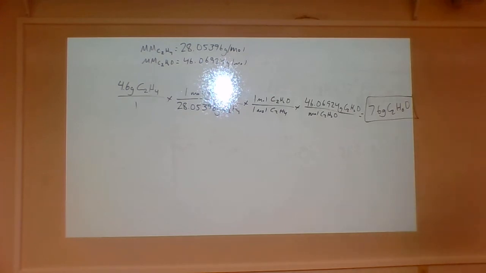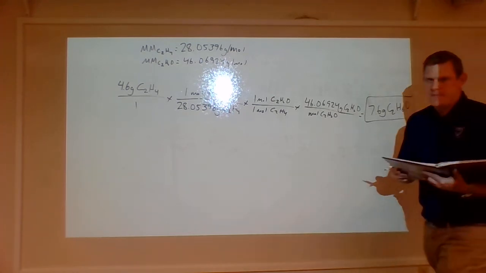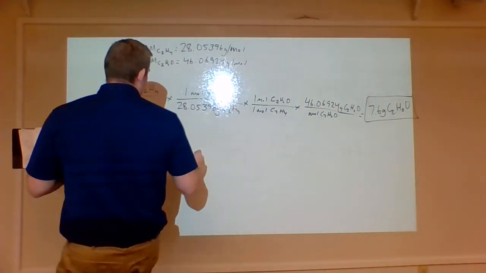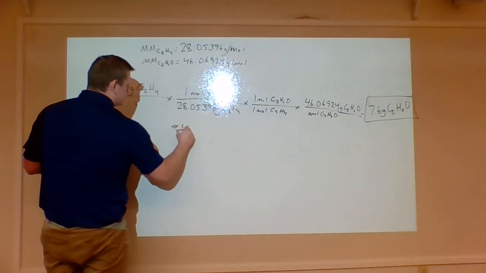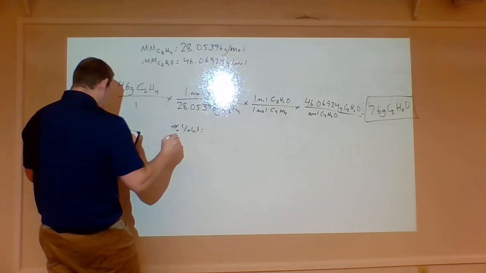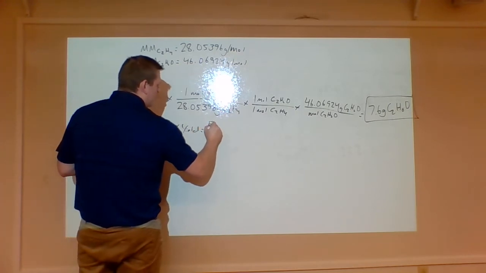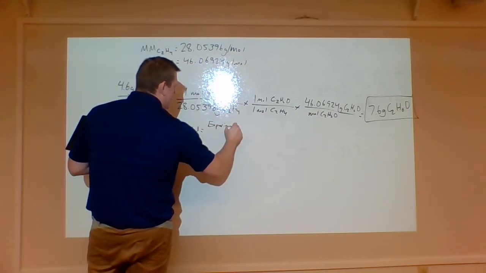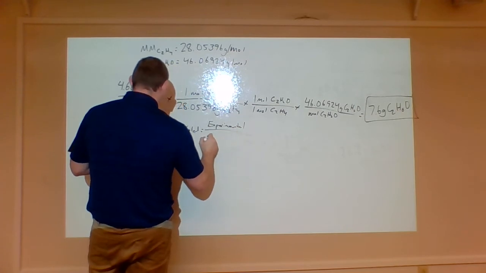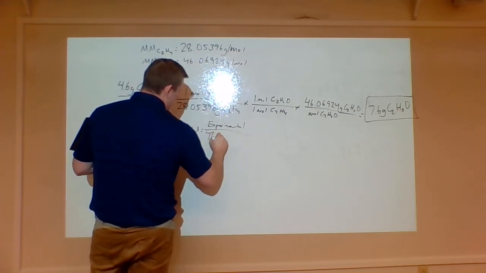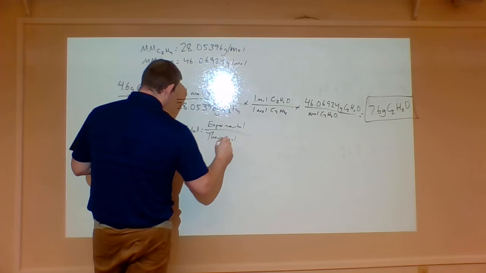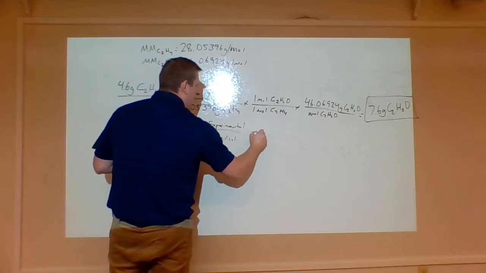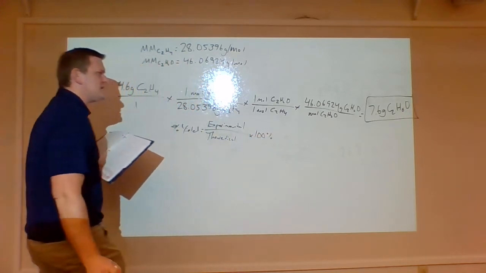So our problem asked us to solve for the percent yield. Our equation for percent yield is equal to our experimental yield over the theoretical yield, times 100%.